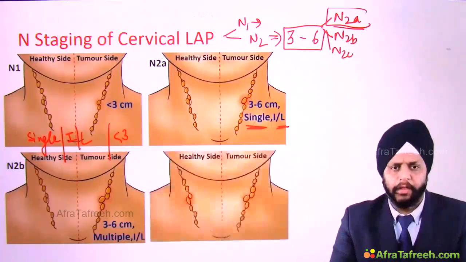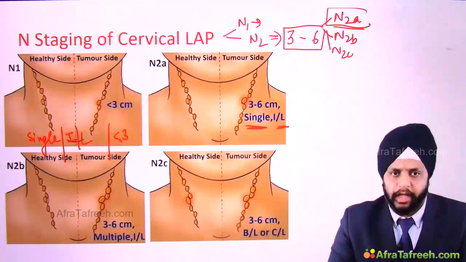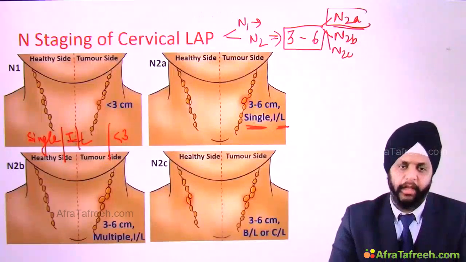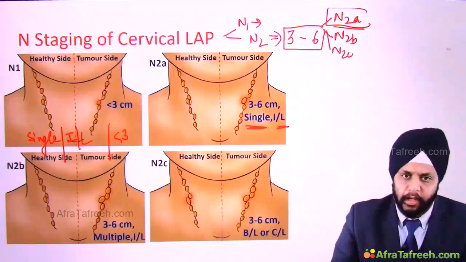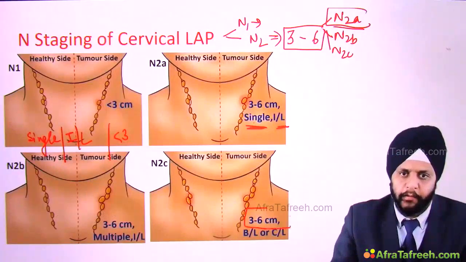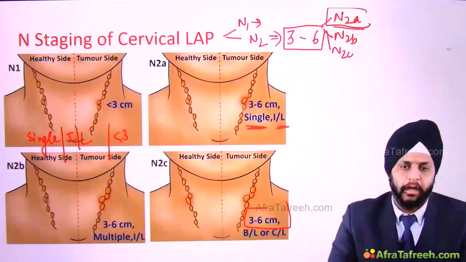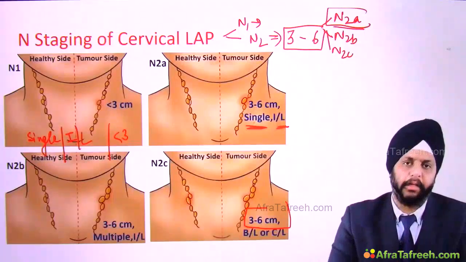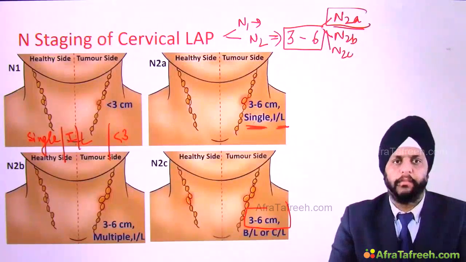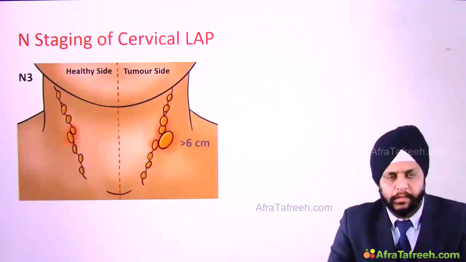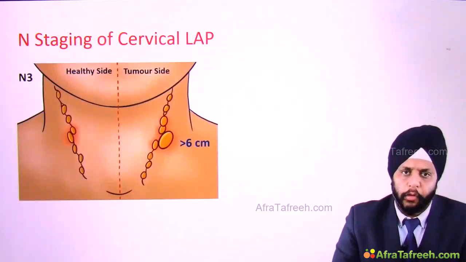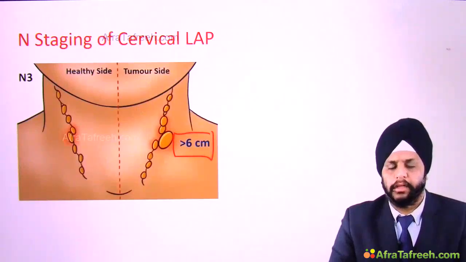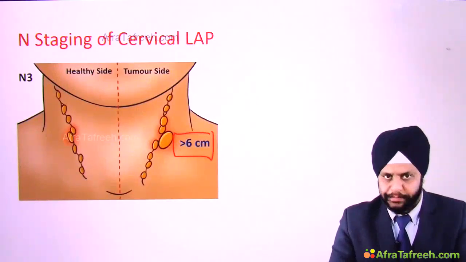N2C is, of course, he leaves the criteria, any religion. Okay, 3 to 6 boyfriends, that is the only criteria now. Bilateral, contralateral, okay, the only criteria is now 3 to 6 centimeter. And N3 is more than 6 centimeter. Single lymph node more than 6 centimeter, that is your N3.